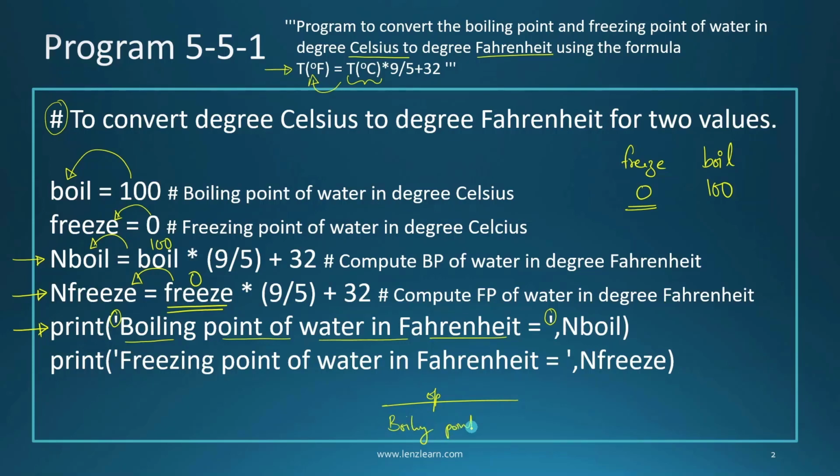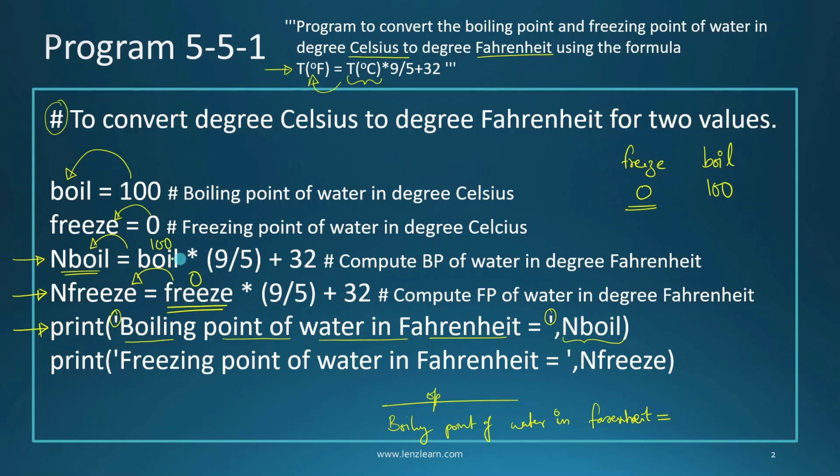So in the output, it will print: boiling point of water in Fahrenheit is equal to. Until here, it is printed as the same sentence that you have given inside the print statement. After that, you have put a comma. Now here you can see I have written nboil. This is not inside quotes, so the value of nboil will be printed. Whatever value you evaluated here will be printed over there.